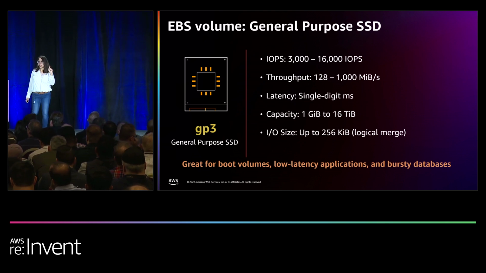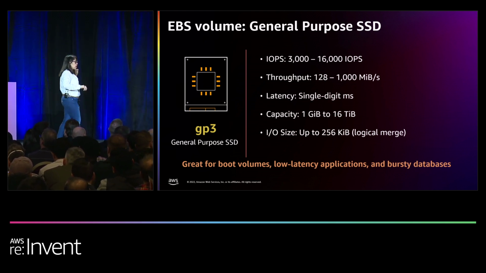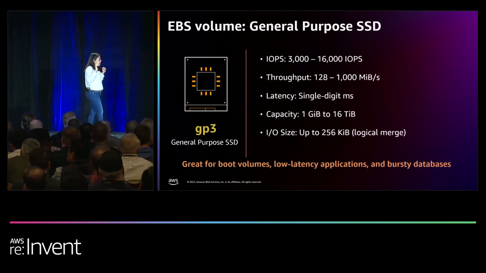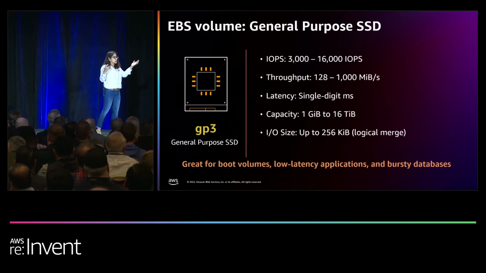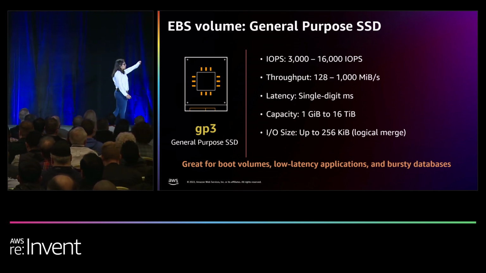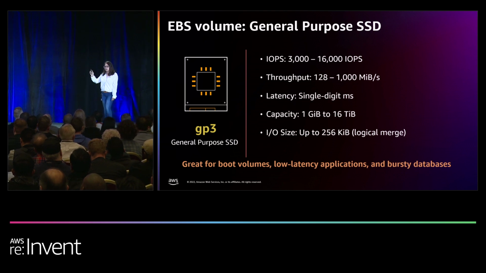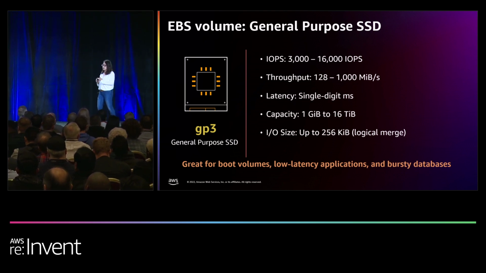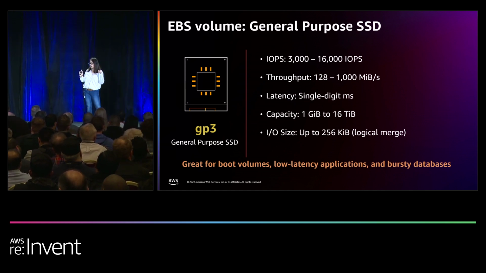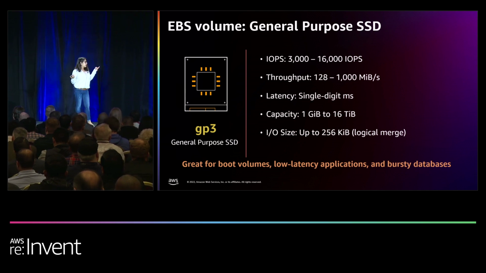Both the extension up to 16,000 and 1000 megabytes per second comes with a cost. However, you don't have to provision any extra capacity. You start out with say 1 gigabyte and you can increase only the performance characteristics without having the need to increase your volume size. So that is what we brought with GP3, that you can customize your performance requirements based on your workload without having to focus on increasing your capacity. It comes with a single digit millisecond latency.